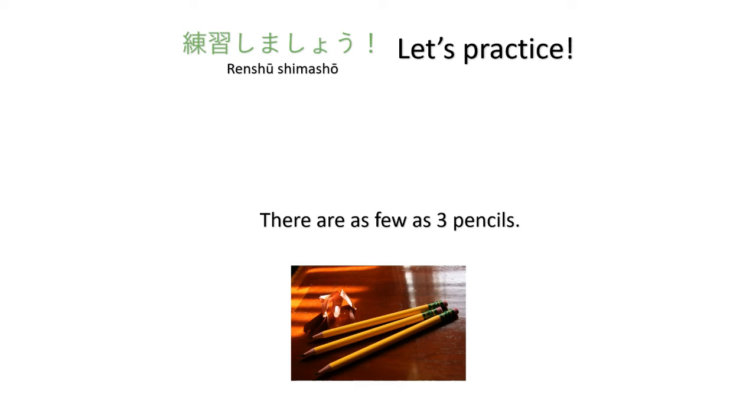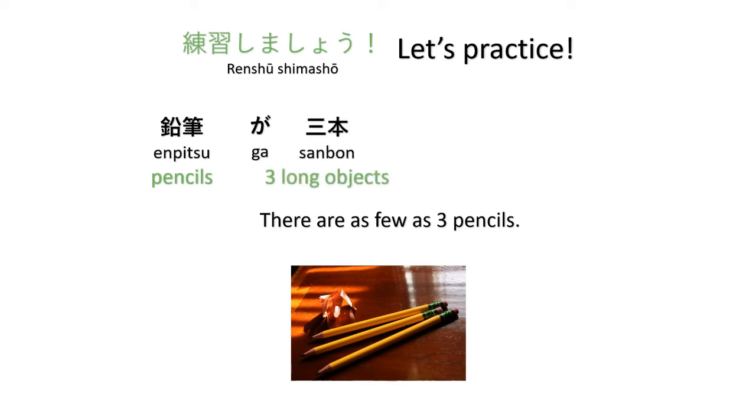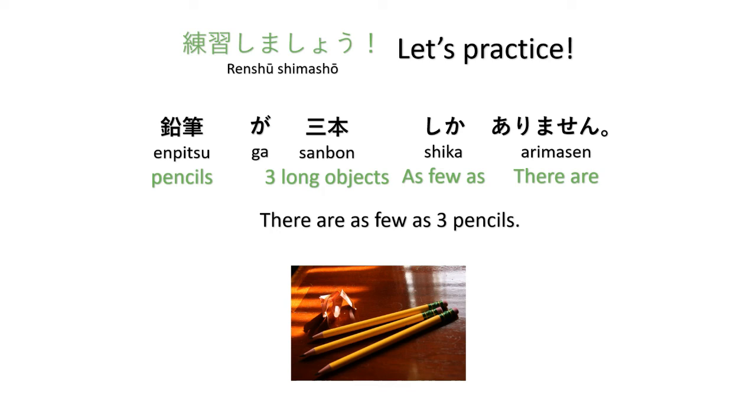There are as few as 3 pencils. So here we use しか. 鉛筆が3本. Again, the counter for long objects. 3本しかありません. 鉛筆が3本しかありません. There are as few as 3 pencils.